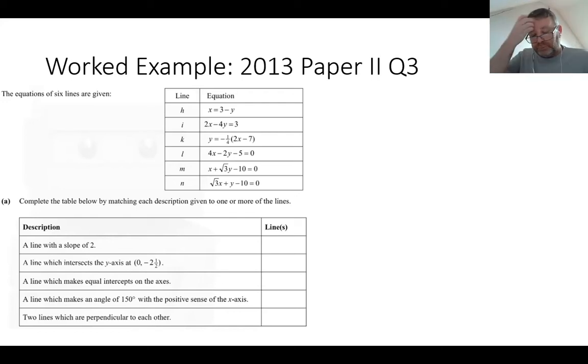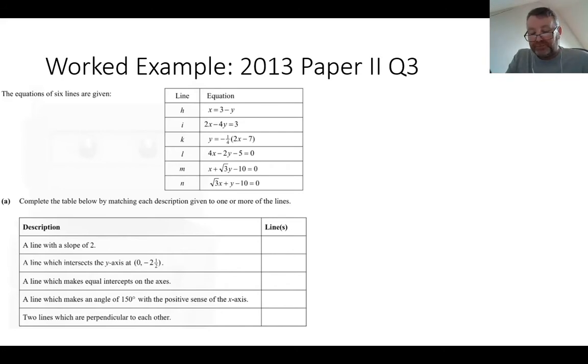Okay, so just to take a look at the answers to the questions I left you with, and that was to take the equations H to N and then complete the table below by matching each description given to one or more of the lines. So first of all we want a line with slope 2.